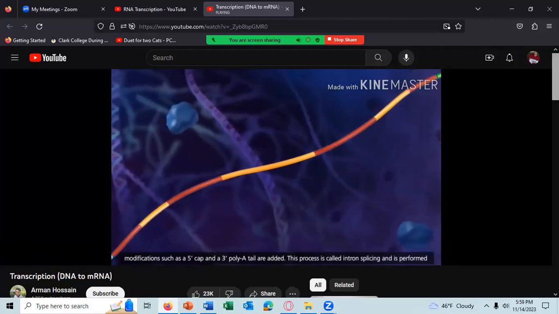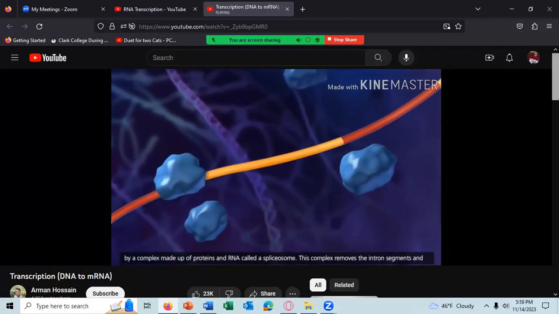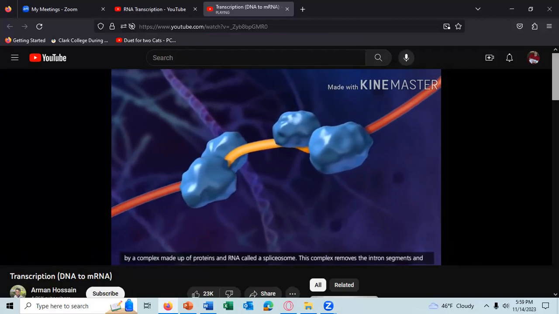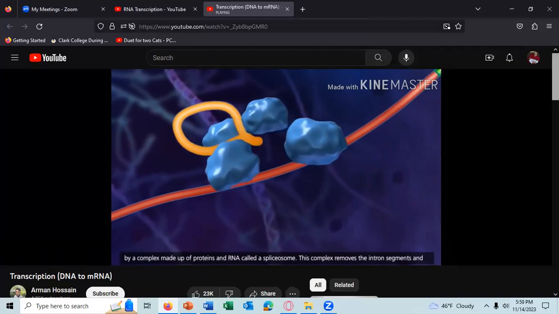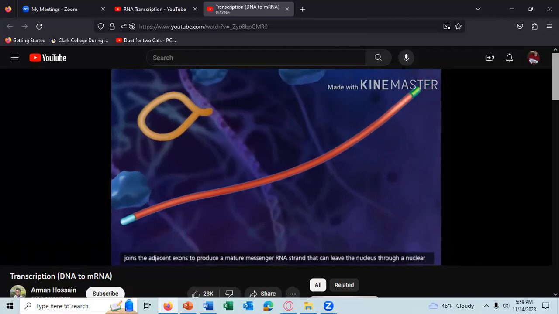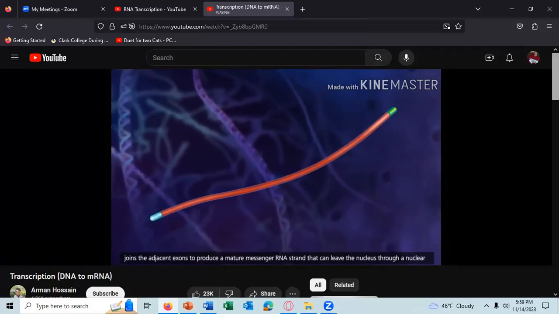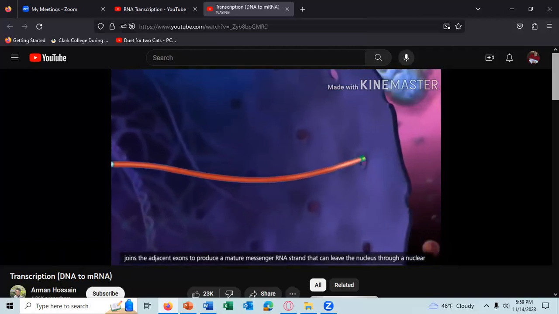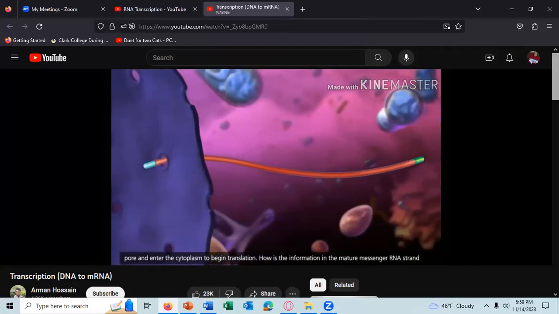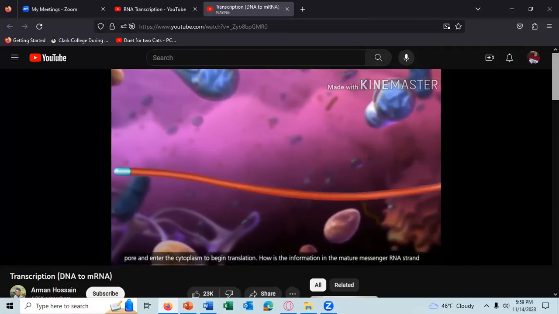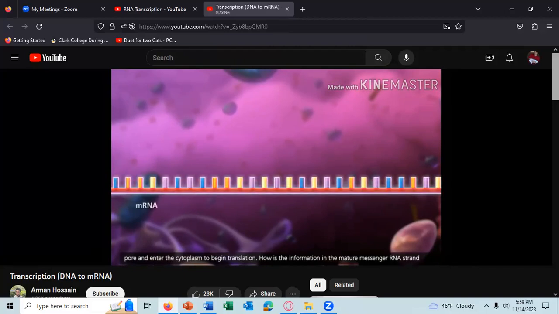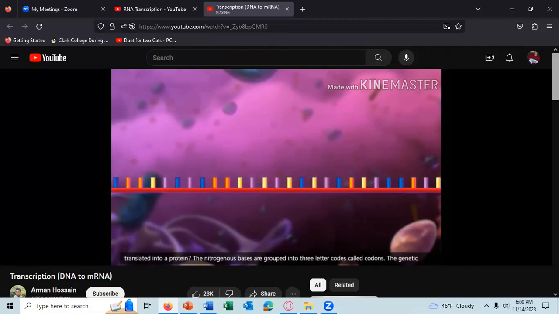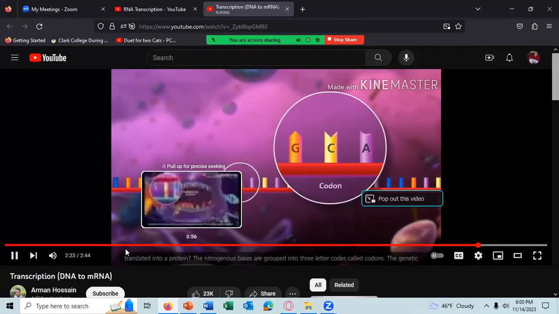This process is called intron splicing and is performed by a complex made up of proteins and RNA called a spliceosome. This complex removes the intron segments and joins the adjacent exons to produce a mature messenger RNA strand that can leave the nucleus through a nuclear pore and enter the cytoplasm to begin translation. How is the information in the mature messenger RNA strand translated into a protein? The nitrogenous bases are grouped into 3 letter codes called codons.